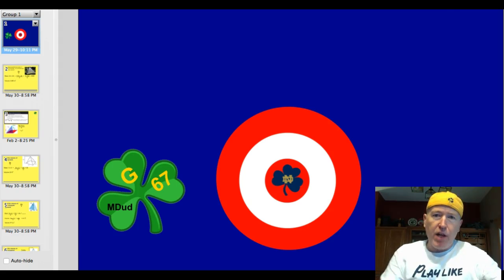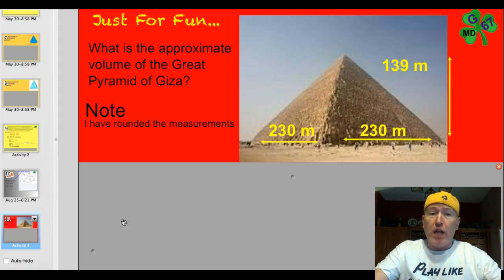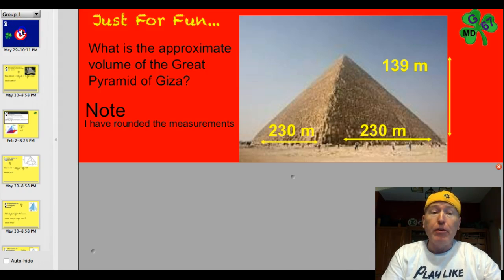Tonight we're going to be finding the volume of pyramids. Before we do that, let's start off with a trivia question about the volume of a pyramid. What is the approximate volume of the Great Pyramid of Giza? Note, I've rounded these measurements, but if you want to give that a shot, quick, go for it. By the end of the lesson, you'll be able to determine it pretty accurately.